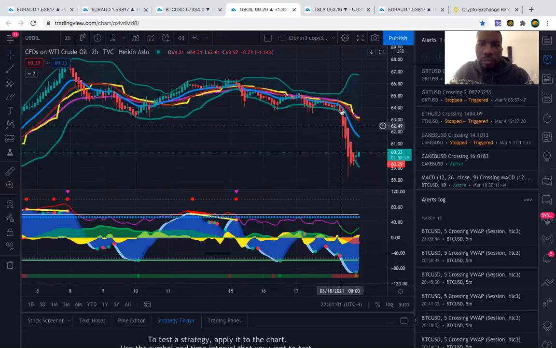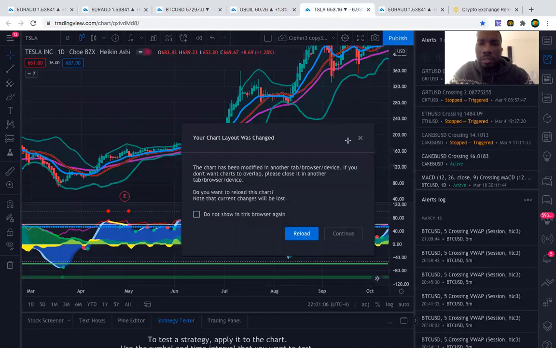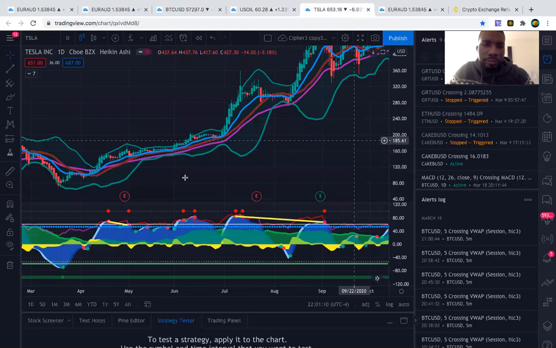Look how beautiful it just exploded here. 2 hours looks great. What else we got here? I think we got our stock here, Tesla, just to show you that it works on everything. Let's get rid of this.